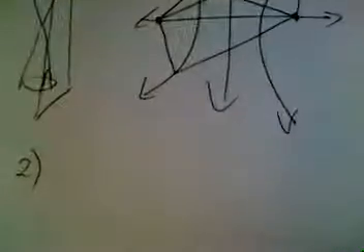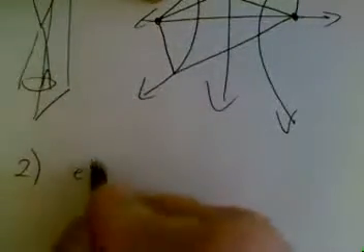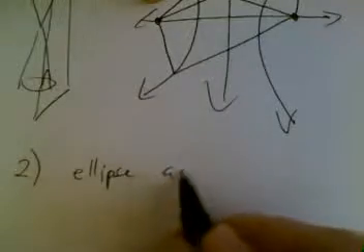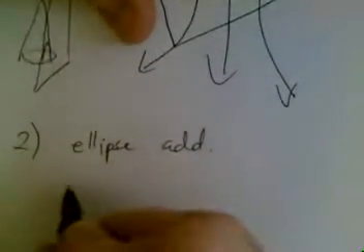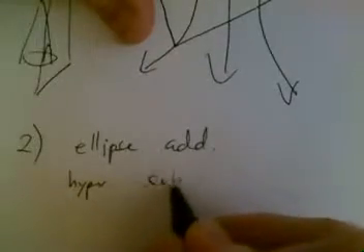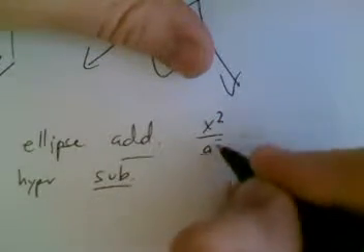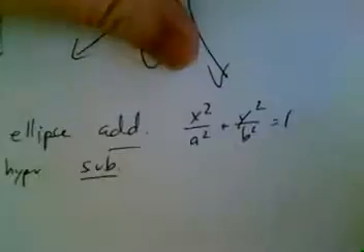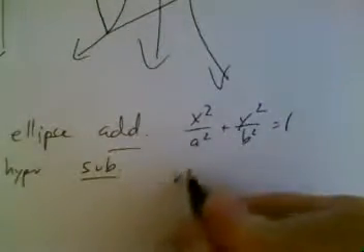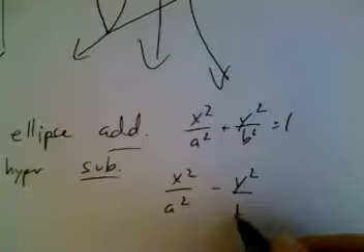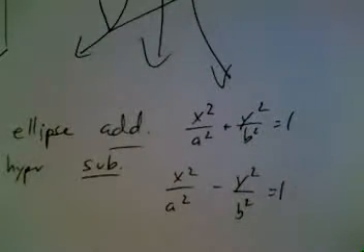Now, how does this compare or differ? Question number 2. In terms of the ellipse, the ellipse has the addition of the values. The hyperbola is the subtraction of the two values. Now, what does the equation of an ellipse look like again? It was x squared divided by a squared plus y squared divided by b squared is equal to 1. What kind of equation do you think the hyperbola is going to have? Well, a subtraction sign.